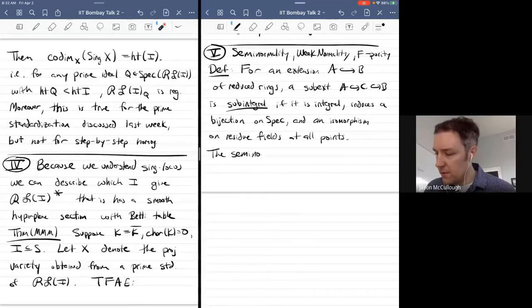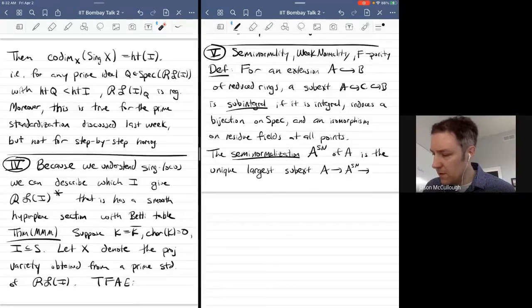The semi-normalization. I'm going to write A upper Sn of A is then the unique largest subextension inside the normalization of A, which is subintegral.